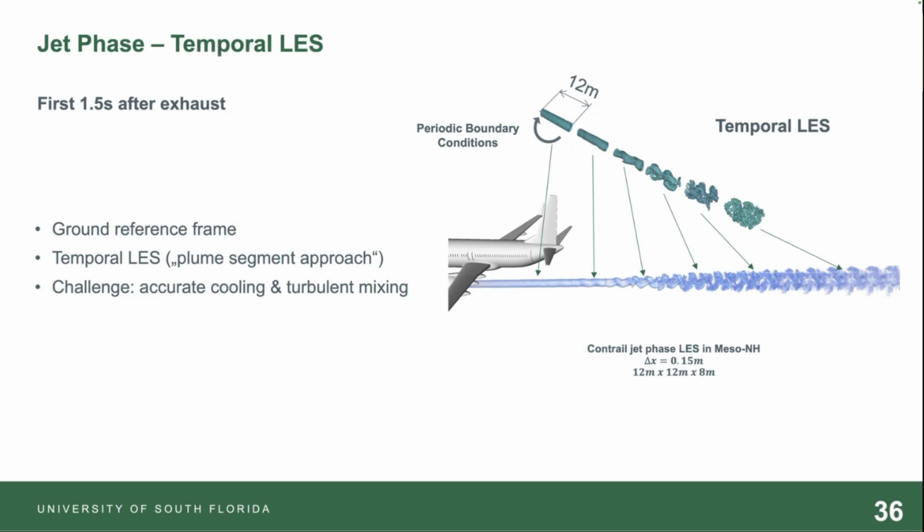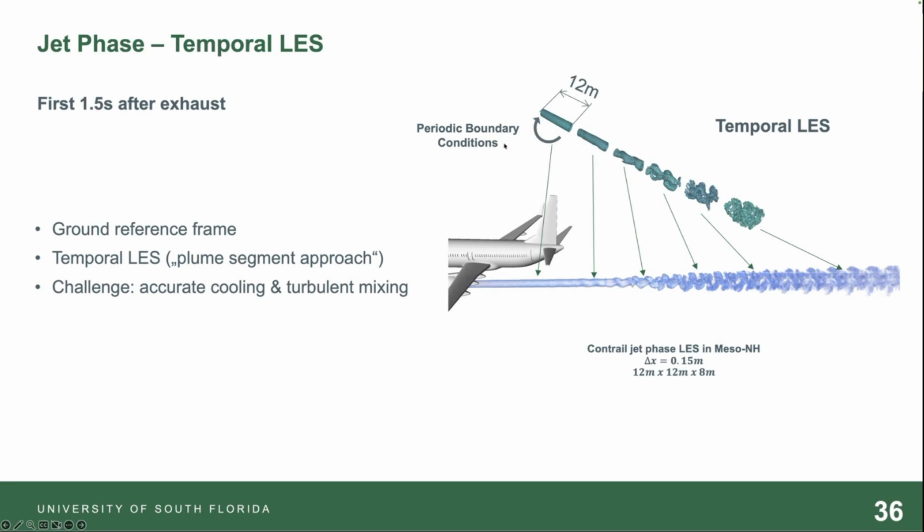So on the right here, we can actually see some of the results. This is for the jet phase. And what we see here is, so what we've done is we've adopted a so-called temporal LES. So instead of simulating the entire contrail in its entire length, which takes up vast computational resources, we actually only simulate about 12 meters of the contrail in this stage, and we just let that 12-meter segment develop freely, as we can see here.